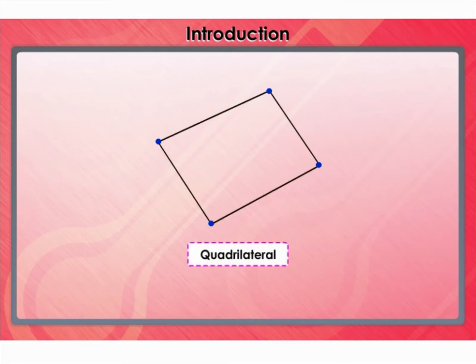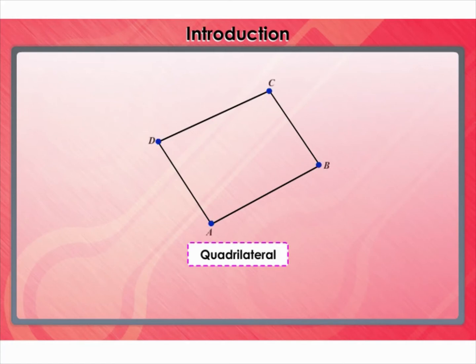Consider 4 points on the plane such that no 3 points lie on the same line. Join the points in clockwise or anti-clockwise direction. A four-sided closed figure is formed. This is called a quadrilateral. A quadrilateral has 4 sides, 4 angles, and 4 vertices.